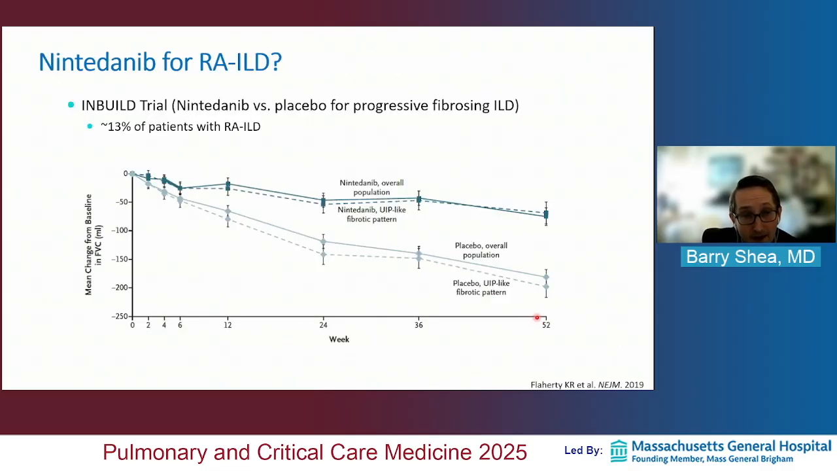There's been a lot of interest in antifibrotics for treating RA-ILD, again, because of the predominantly fibrotic nature of the lung disease in many of these patients. I'll show you a couple of studies here that included RA-ILD patients. These are data from the INBUILD trial. This was a randomized controlled trial of nintedanib versus placebo for progressive fibrosing interstitial lung diseases of many different types. A small percentage of these patients in this trial, 13%, had rheumatoid arthritis ILD. And in the overall patient population, they saw that nintedanib slowed disease progression as measured by FVC compared to placebo.